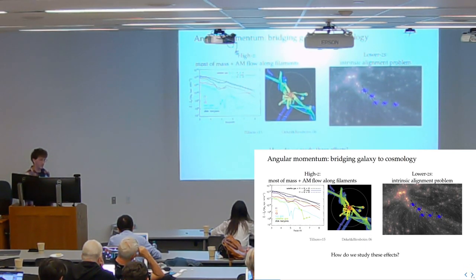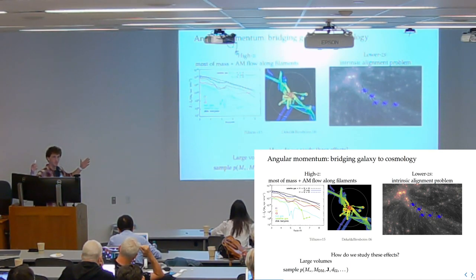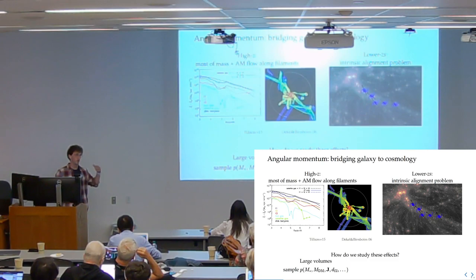But how do we study these effects? The difficulty is that usually we resort to large volumes in simulations where we rely on very large samples of galaxies with different stellar masses, dark matter masses, angular momentum contexts positioned in the cosmic web.